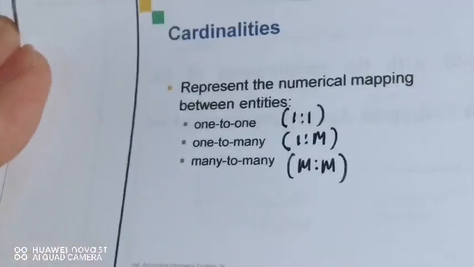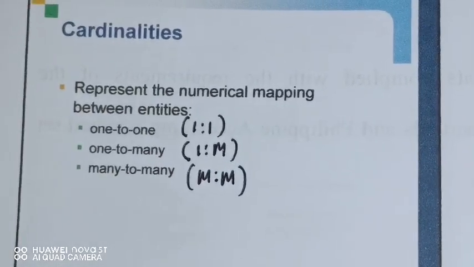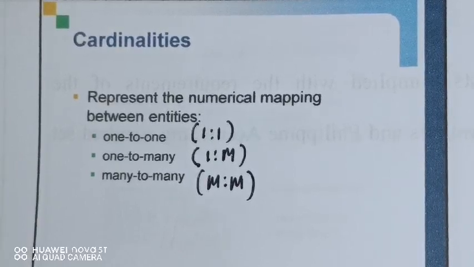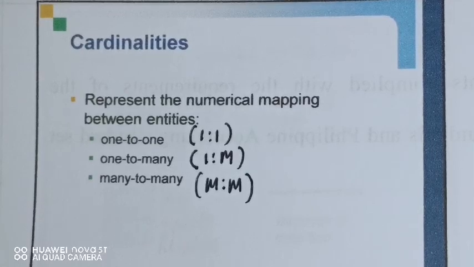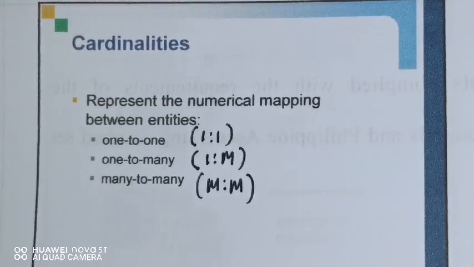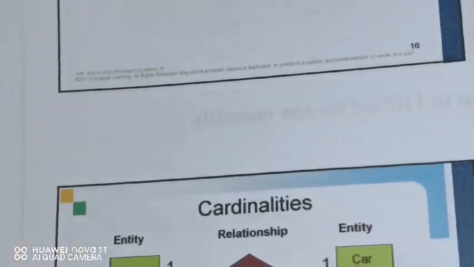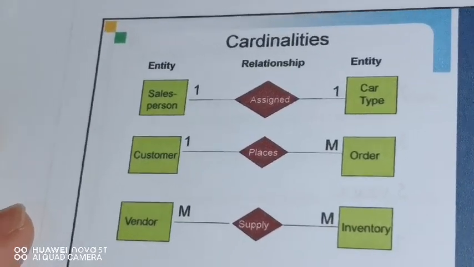So in ERD, there are what we call cardinalities. So what are these cardinalities? So cardinalities represent the numerical mapping between entities. So there are three kinds of cardinalities. The first one is one-to-one, one-to-many, and then many-to-many. So let's discuss each of them. So here is the illustration of these cardinalities.